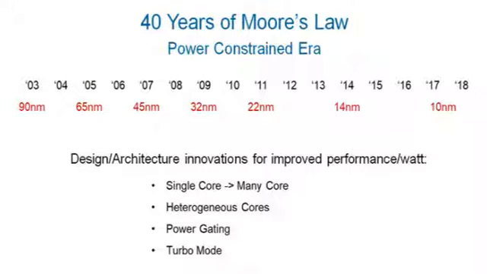First of all, going from a single core to dual core to multi-core, and now heterogeneous cores, where you combine small lower power cores with the larger high performance cores, and other design techniques like power gating, where you turn off circuits that are not in use to save power, or turbo mode, where the processor operates at a moderate frequency for most of the time, but when you have a really performance critical application, you can boost the frequency just for long enough to get that job done.